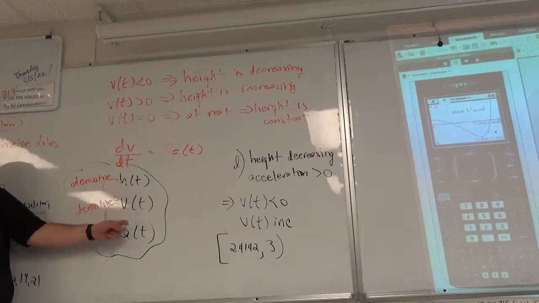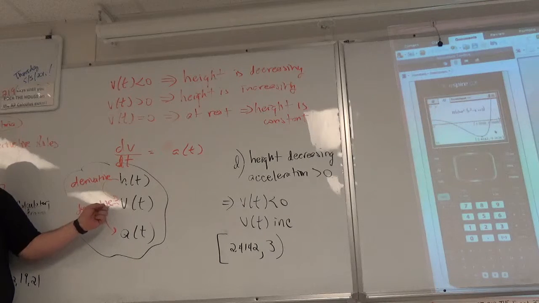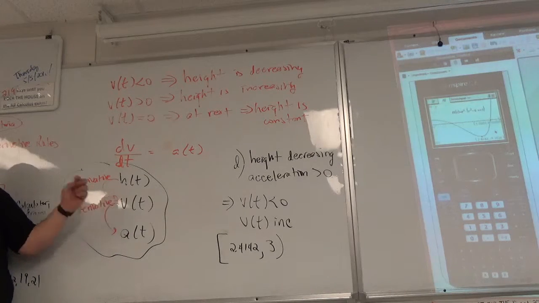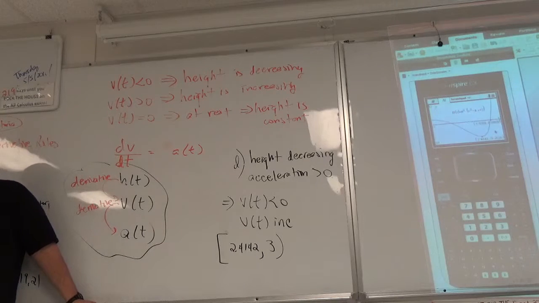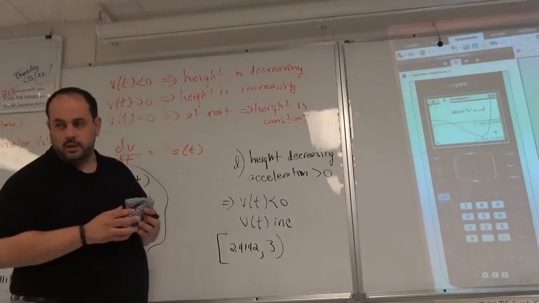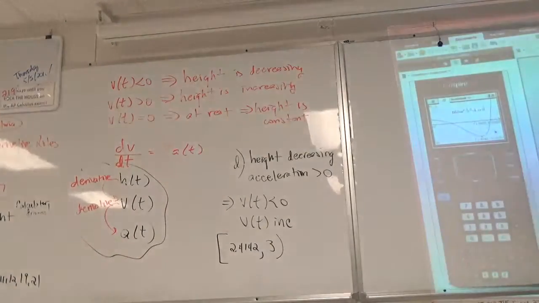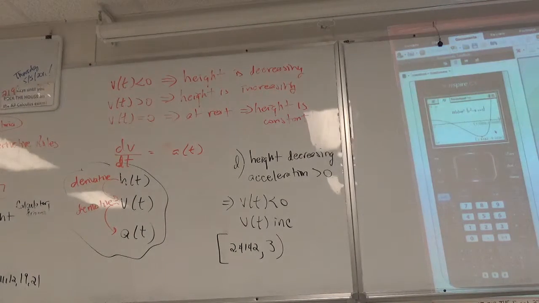Velocity graph. Acceleration is the derivative of velocity. Okay? So, look at the velocity graph. What do you know for sure about acceleration? From here until this 2.4, what do you know about the acceleration? It has to be negative, because velocity is decreasing, acceleration is negative. Over here.